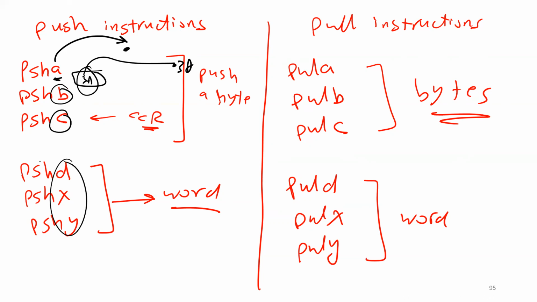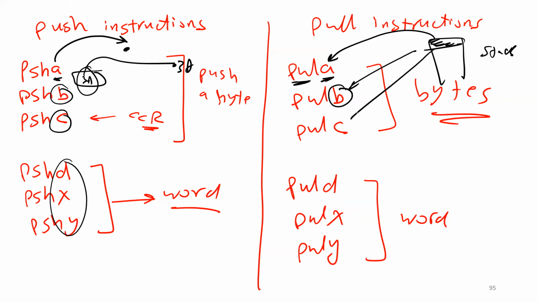Okay. What about pull? What is pull going to do? This is a stack. I'm going to read a byte from the stack and put it in register A. So this instruction is going to change register A. You're going to overwrite register A. So this one, I want to read a byte from the stack and put it in A. Here, I want to read a byte and put it in B. Sorry, put it in C. Here, I'm going to read a word from the stack and put it in D or X or Y. Is that okay, guys?